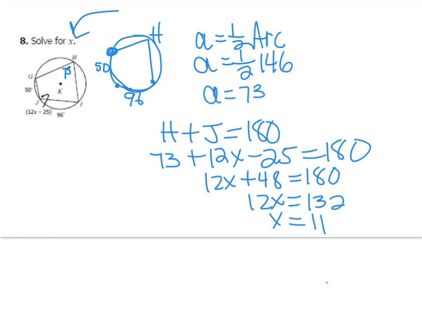Review the video if you need to and try some of the problems in your booklet. And always think: opposite angles in a quadrilateral inscribed inside of a circle are supplementary. If you need to use the formula angle is equal to half the arc, or if you need to use a whole circle is equal to 360, do what you need to.